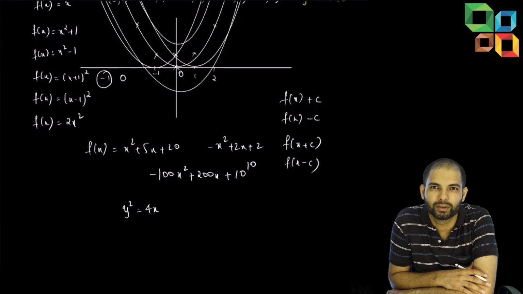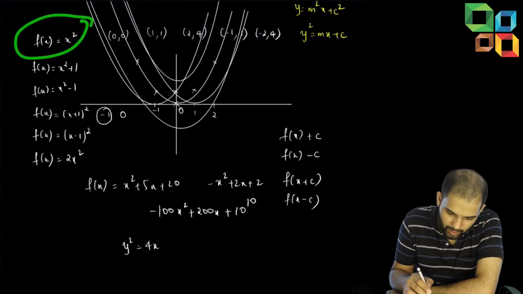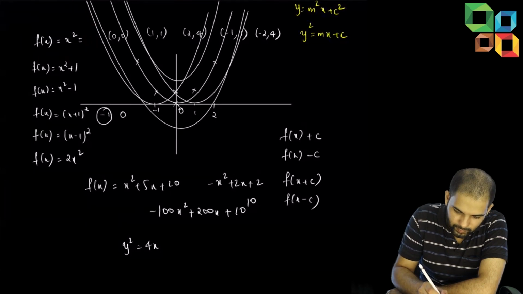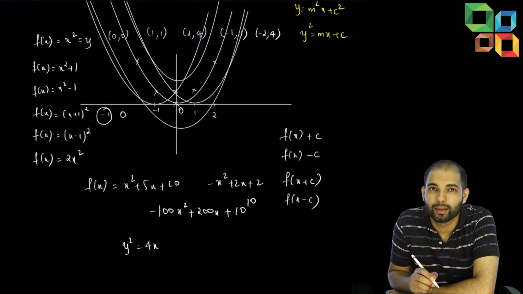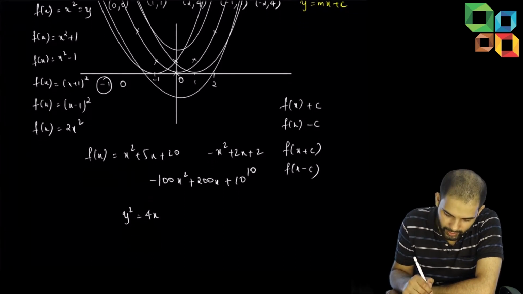Just think for a moment. What will happen? What will happen instead of x square? Instead of x square, this is y equal to x square, correct? Y equal to x square. Instead of having y equal to x square, I have say x equal to y square.